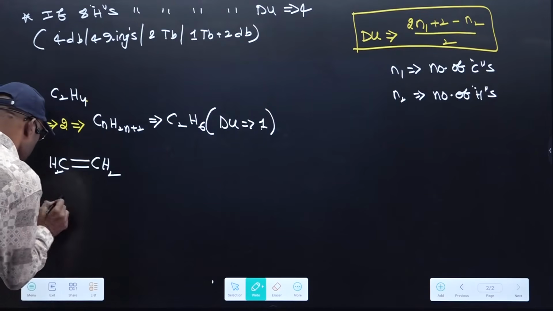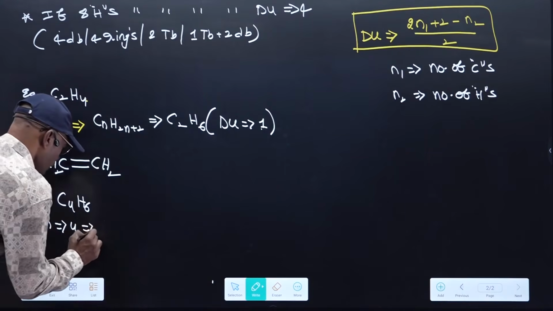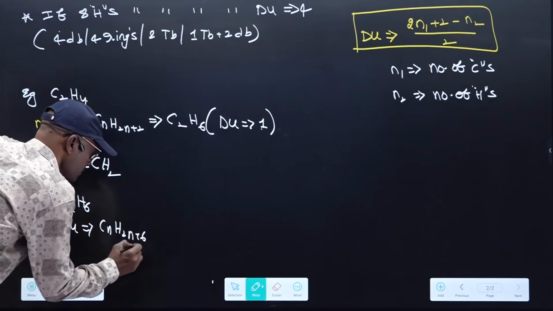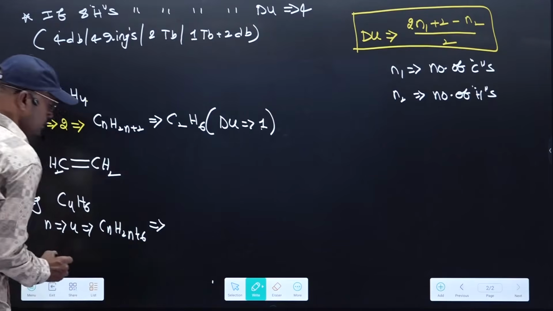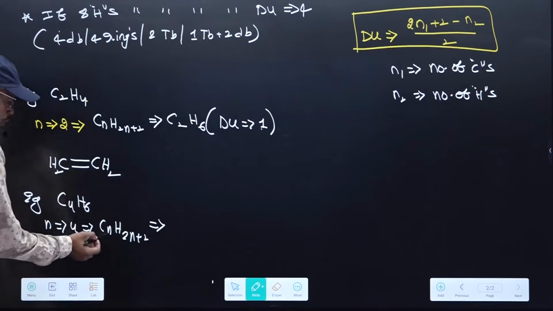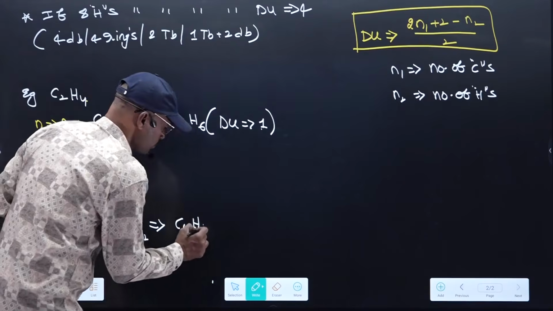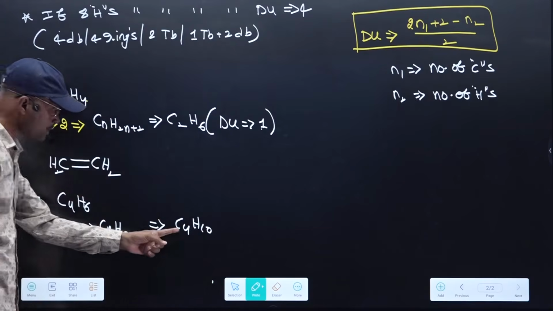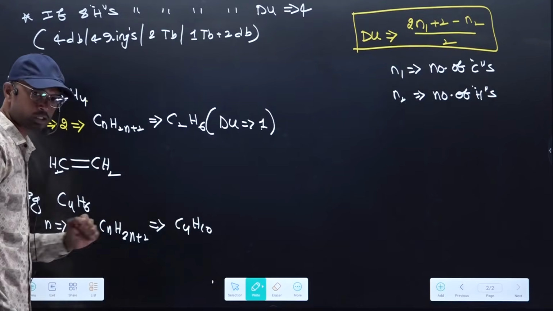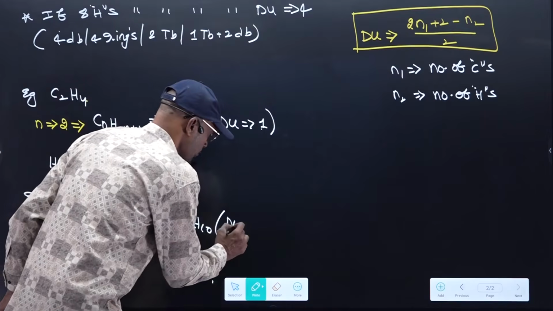So one more I will give. Just wait, don't write. I am giving C4H6. Now, what is n? n is equal to 4. If n is equal to 4, apply the alkane general formula CnH2n+2. So C4, 2 into 4, 8, plus 2, C4H10. Here actually it is H6. When 4 carbons are present, the alkane formula says I need 10 hydrogens, but this carries only 6 hydrogens. Means how many hydrogens differ? 4.